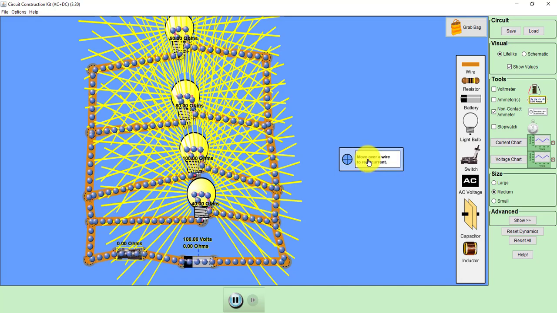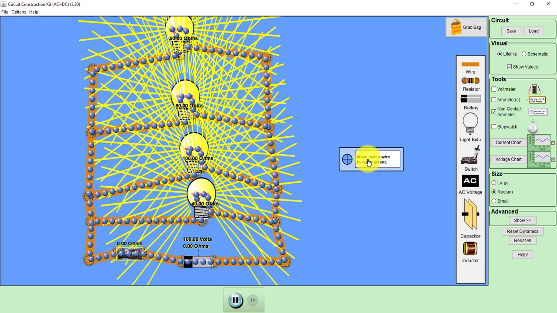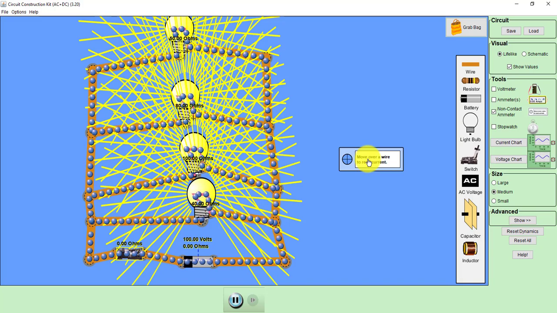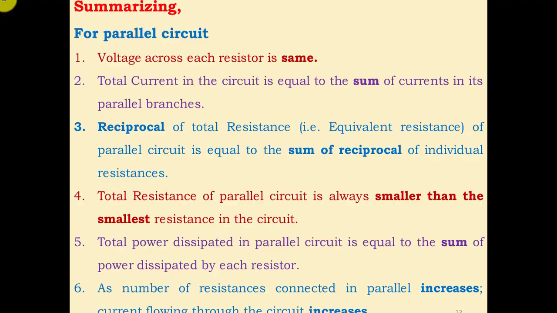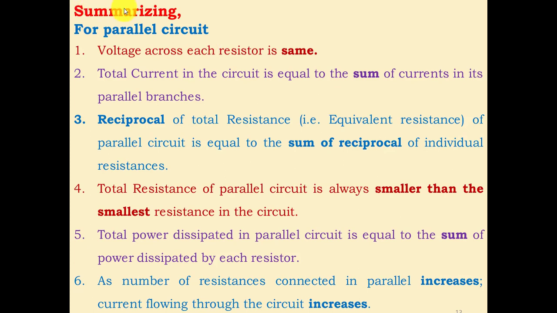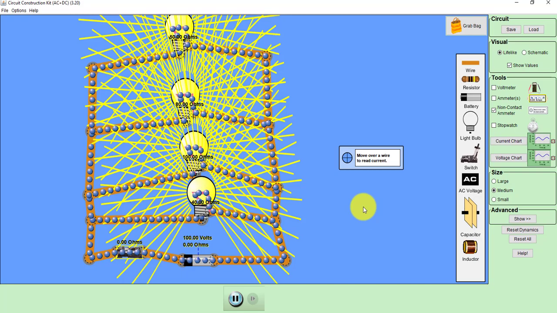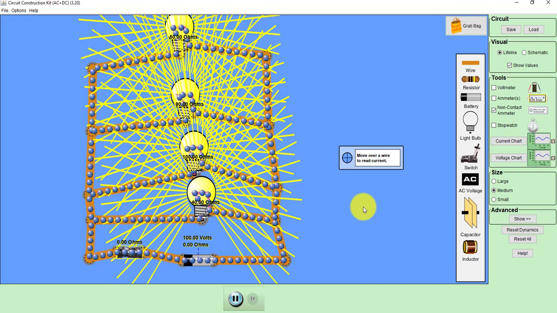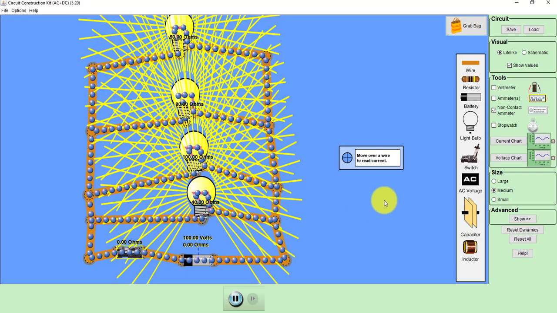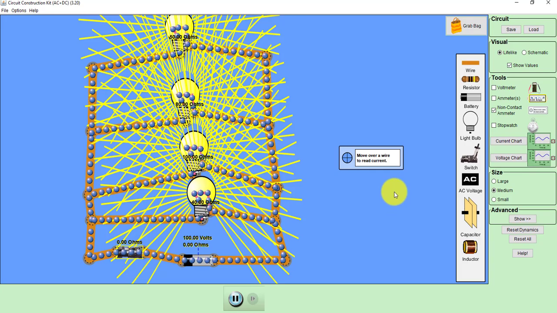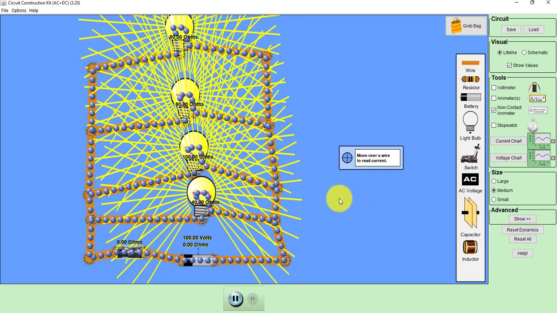So here we have explained all the characteristics with the help of the FET simulation tool. Summarizing, these are the characteristics of a parallel electric circuit. I hope you have understood the various characteristics of a parallel electric circuit and how to use the FET simulation tool to construct a parallel circuit.